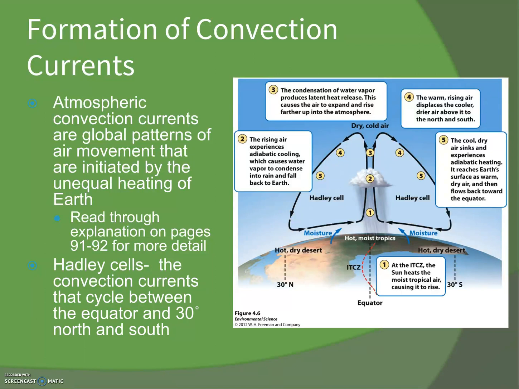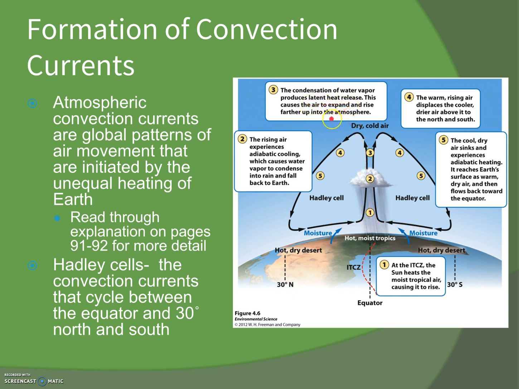Okay, and so this is the idea where these Hadley cells meet up, and we talk about this mostly at the tropics. So at this ITCZ, the intertropical convergence zone, the sun heats the moist tropical air, causing it to rise. It rises up here. The rising air experiences this adiabatic cooling, which causes water vapor to condense back into rain and fall back to earth. So this is our hot, moist tropics here.